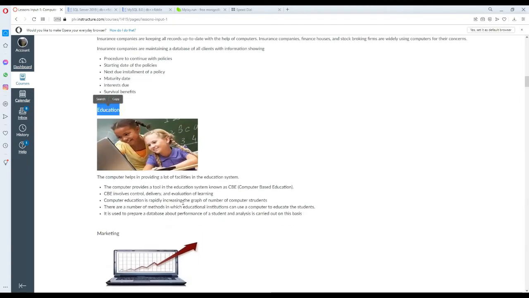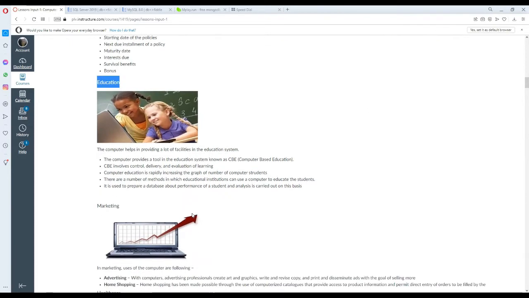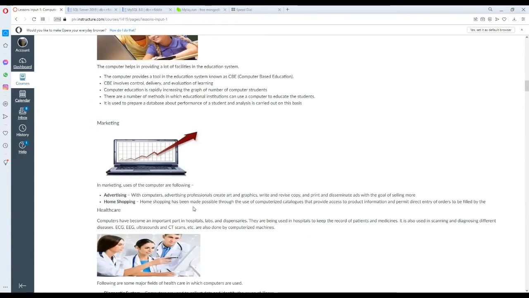Of course, they can also be used for education, such as what we are doing right now, which is non-face-to-face online education. Computer education is rapidly increasing the graph of the number of computer students. So right now, no schools, regardless of the subject, are not using some form of computer to teach their students, most especially during this time of pandemic.